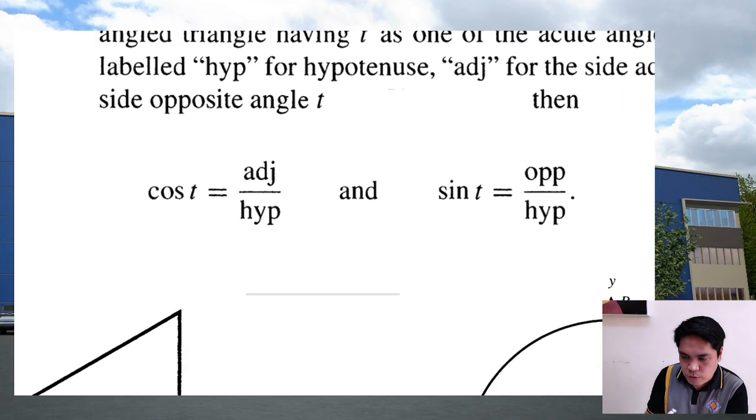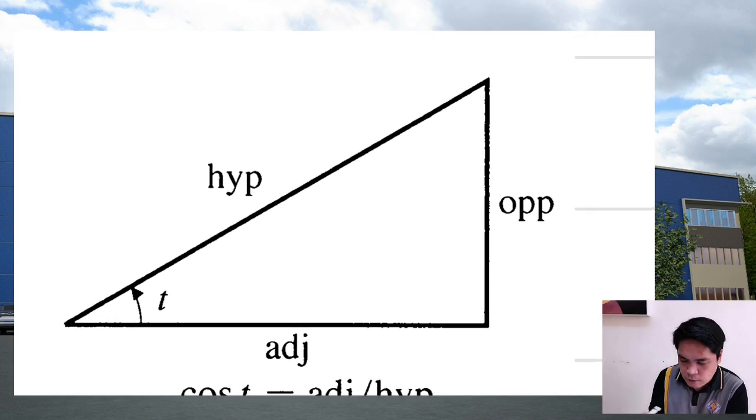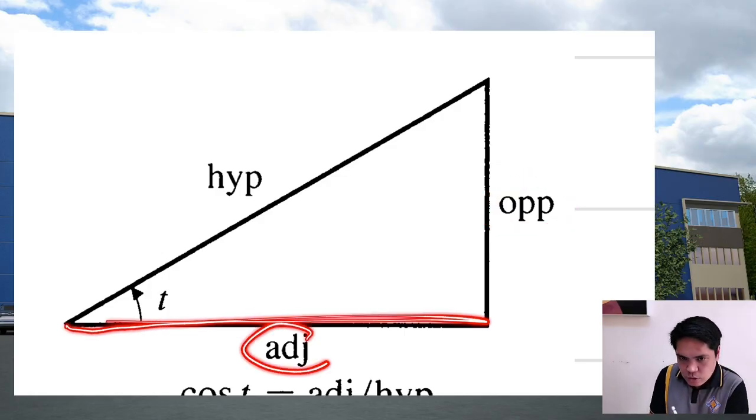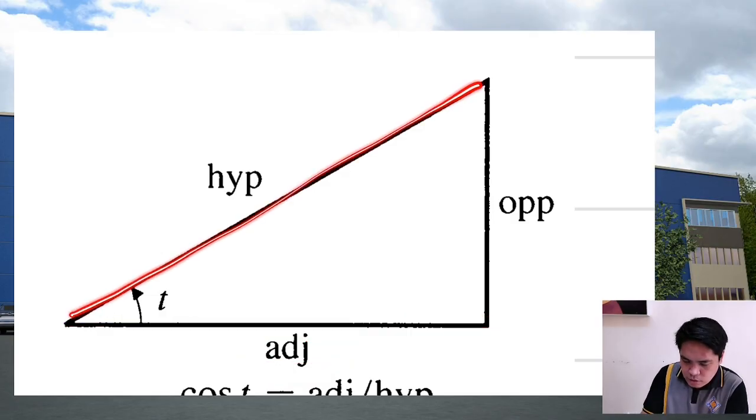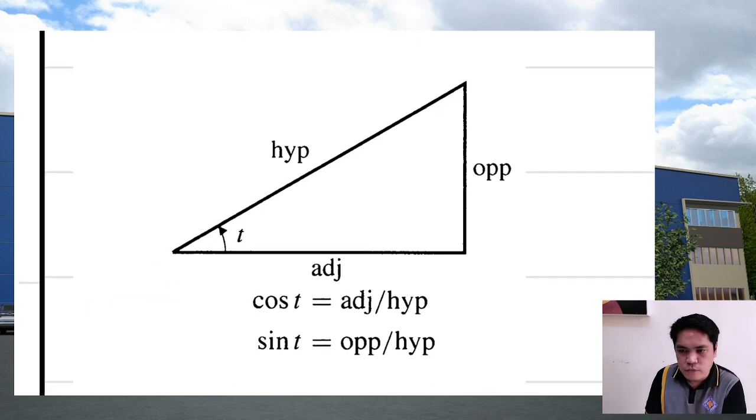Before we describe these functions, let us look at this right triangle. This is a right triangle, meaning one angle is equal to 90 degrees. This angle, we'll call it angle T, which is in radians. Opposite of this angle is this side, which we call opposite. This side is the adjacent side. And this is the hypotenuse, the longest side of a right triangle.